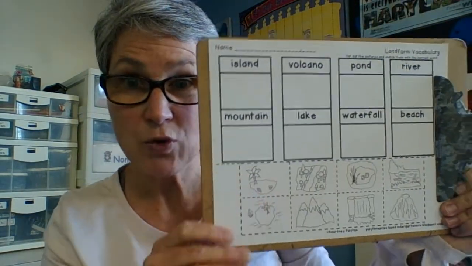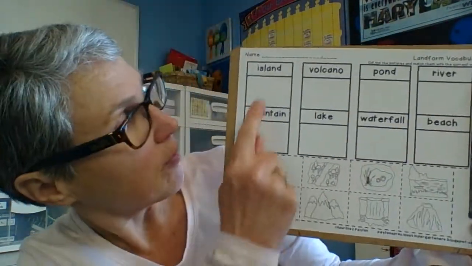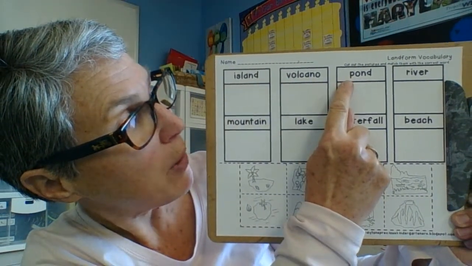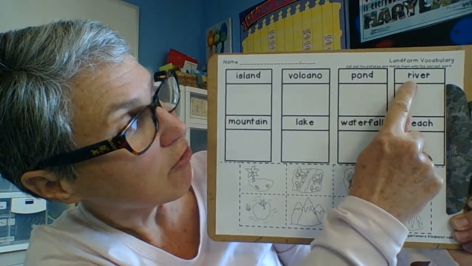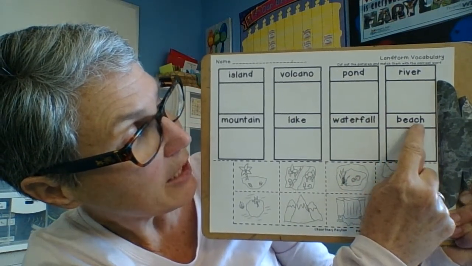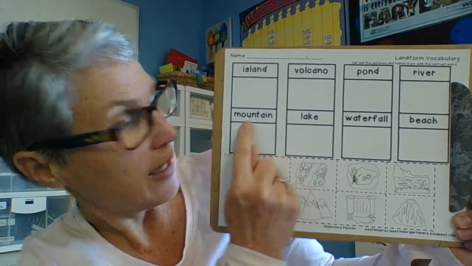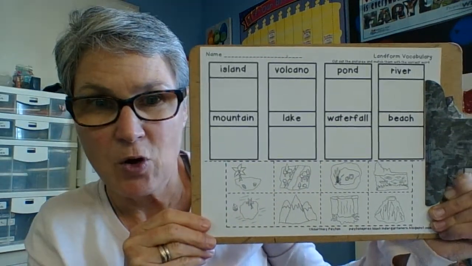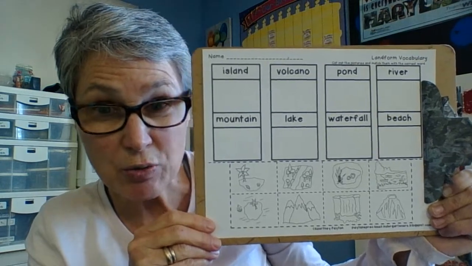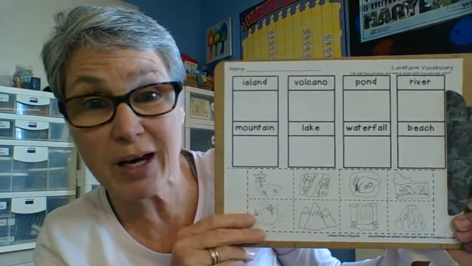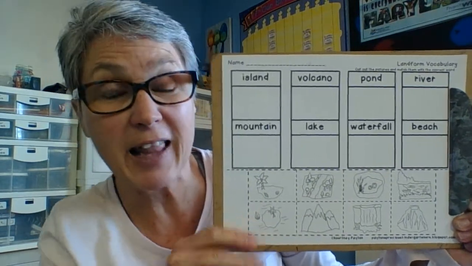All right, so it's going to be your job to match the image to the correct word of island, volcano, pond, river, beach, waterfall, lake, and mountain. All right, friends, you know what to do. Cut out those pictures and match them to the correct vocabulary landform.